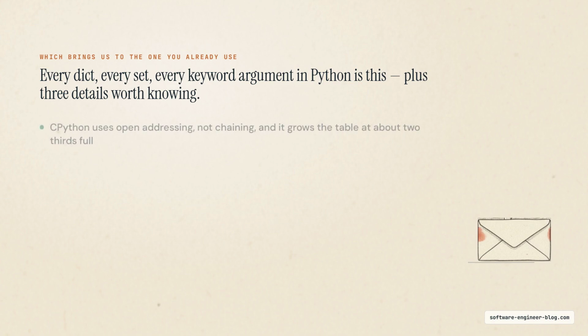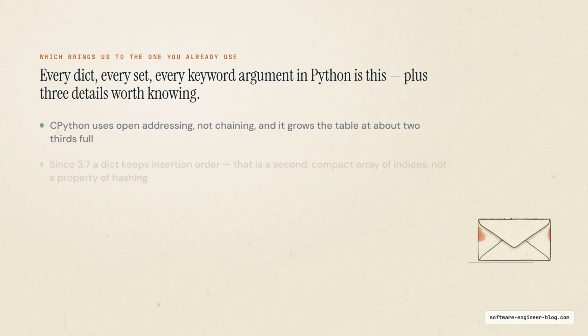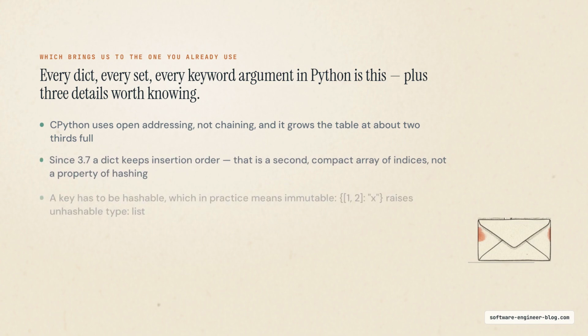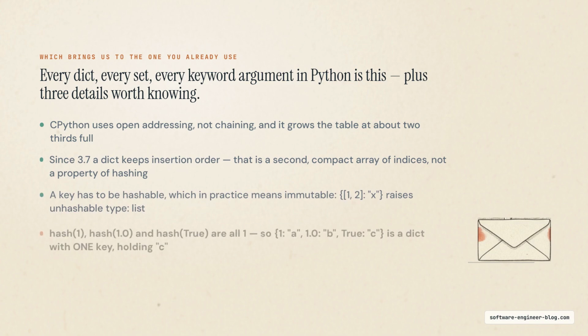Second, since version 3.7, a dictionary keeps the order you inserted things in. That comes from a second, compact array of indexes sitting alongside it. It is not something hashing gives you for free. Third, a key has to be hashable, which in practice means immutable. Try to use a list as a key, and Python raises unhashable type, list.